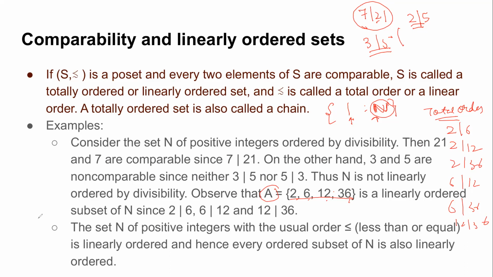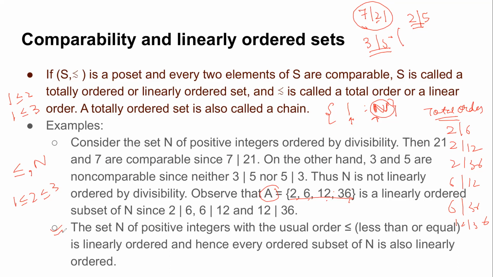Similarly, if you look at the relation less than or equal to on the whole set of natural numbers, this is also a total order. Why? Because every element is related to every other element. Like 1 is less than 2, 1 is less than 3, and so on. So this is also a total order. So what is a total order? Total order is a special case of partial order where all elements of the given set are related.